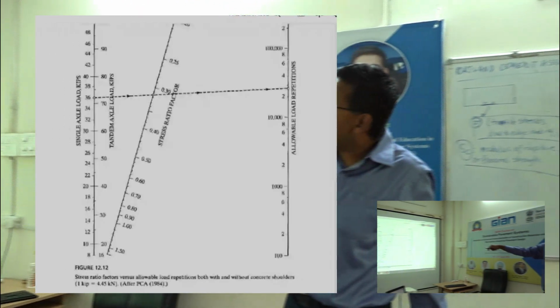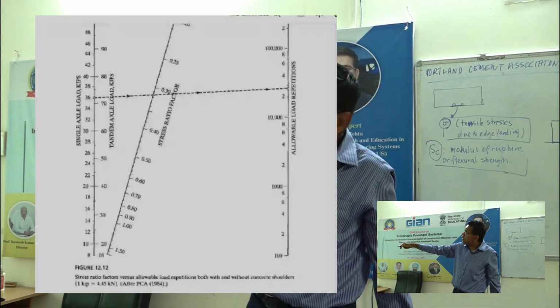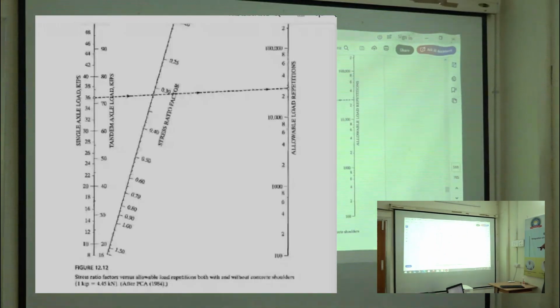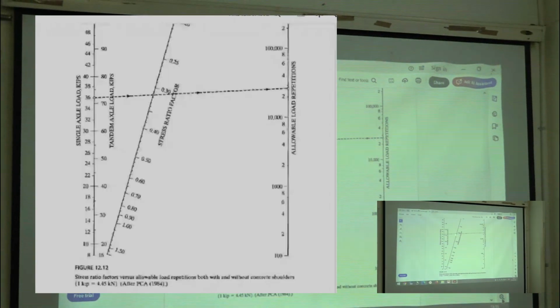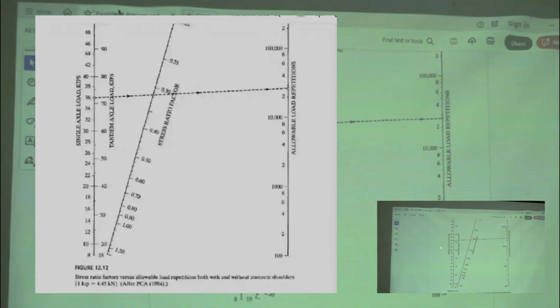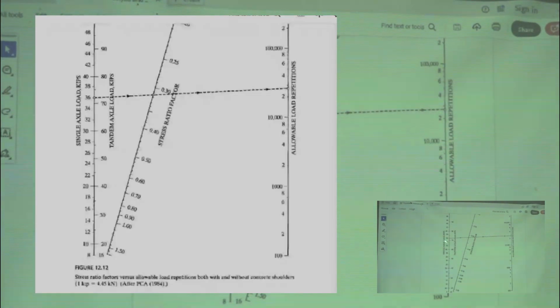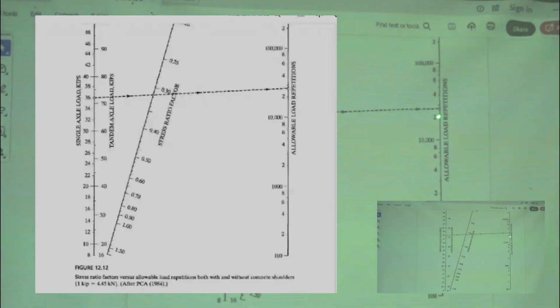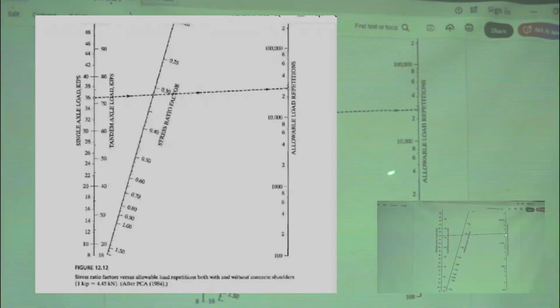Right here. First number was 36 kips. Check your first row. The stress ratio factor was 0.306, I think, something like that. 0.317. So I go from here, draw a line, and come to allowable repetition was close to 200 something. Check your table. What is the number then?